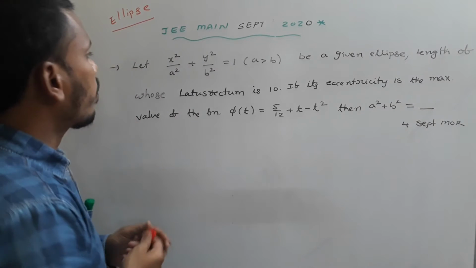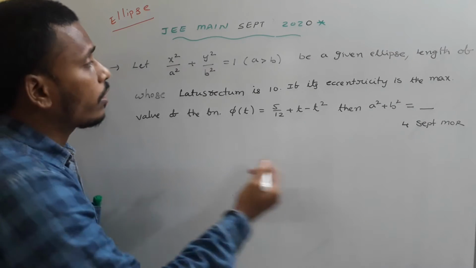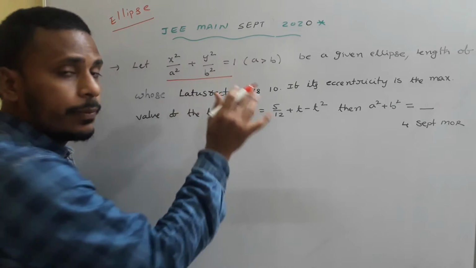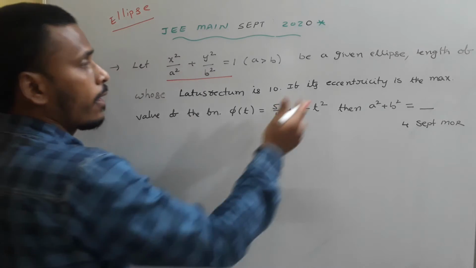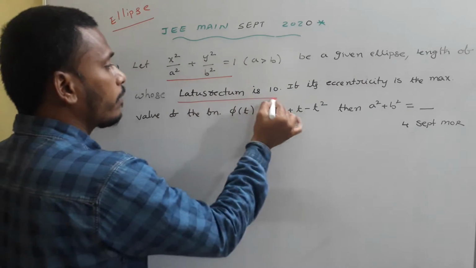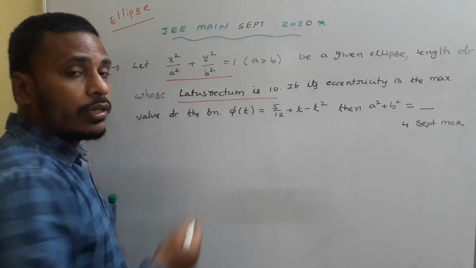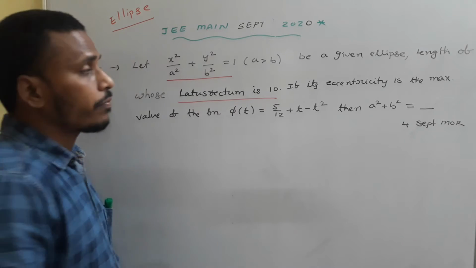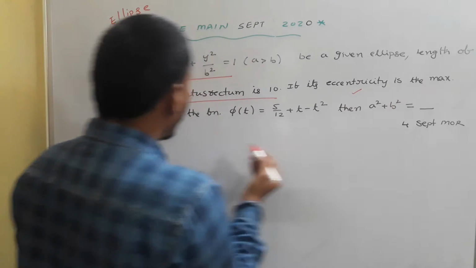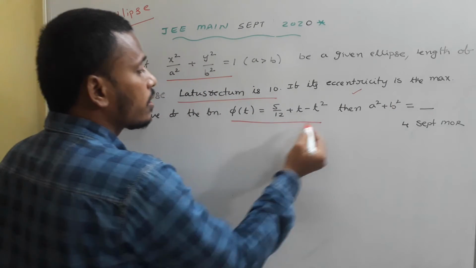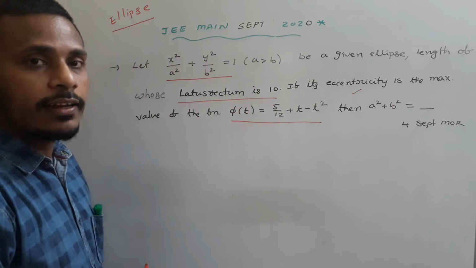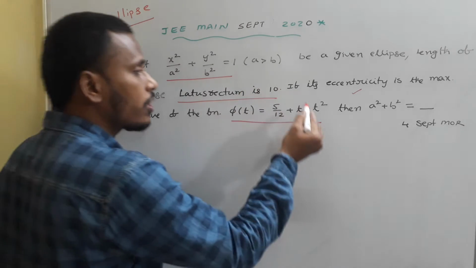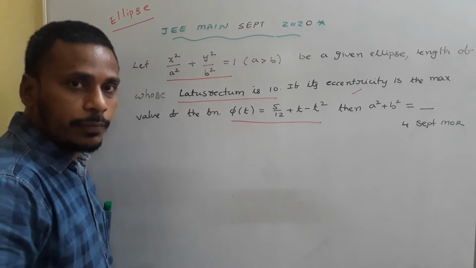Let x square by a square plus y square by b square equals 1. It is an ellipse equation. Length of latus rectum is 10. Since a is greater than b, we know the length of latus rectum is 2b square by a, which is 10. Its eccentricity is the maximum of this function. See, eccentricity is not given directly. The maximum of this function is the eccentricity of that ellipse.